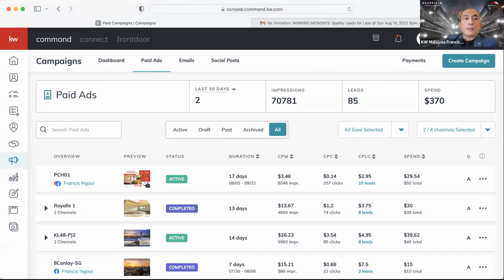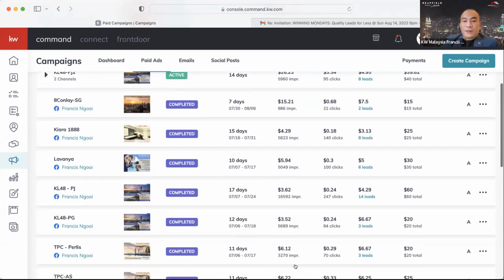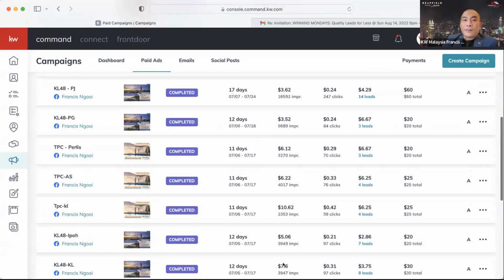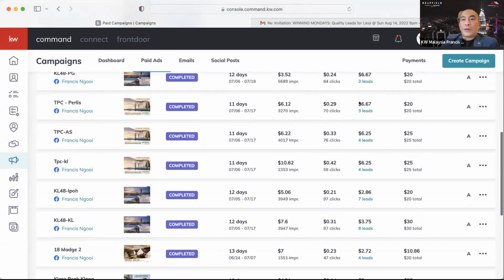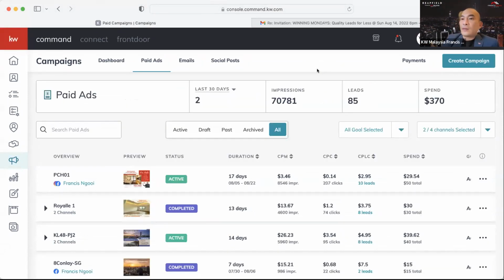Okay, wait. So you want to explain to us the dashboard and some of the ads that you have? So basically, what you are seeing now is all the campaigns, the active ones and the ones that completed. I have about 50 all together. And here we go. There are only 6 steps to create a campaign. So what I'm going to do is create a campaign now.